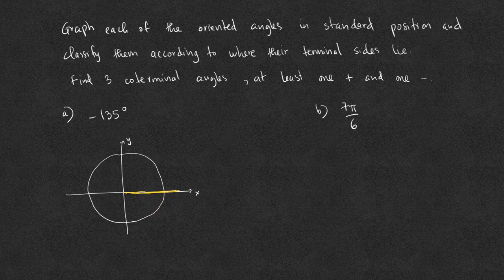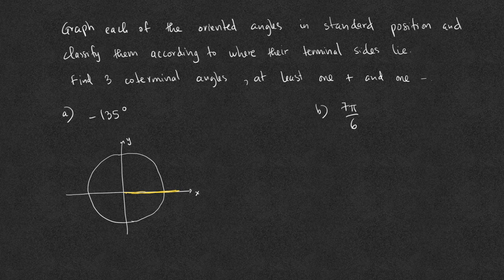Each of these quadrants measures 90 degrees. So, from 0 degrees, when we get to this point, it is negative 90 degrees. And when we get to this point, it is negative 180 degrees. So, negative 135 degrees is an angle in the third quadrant.